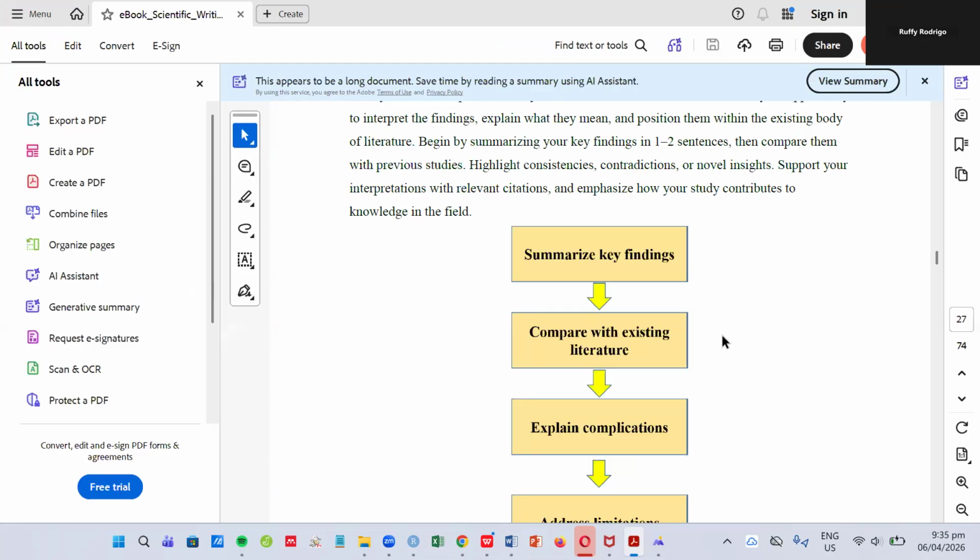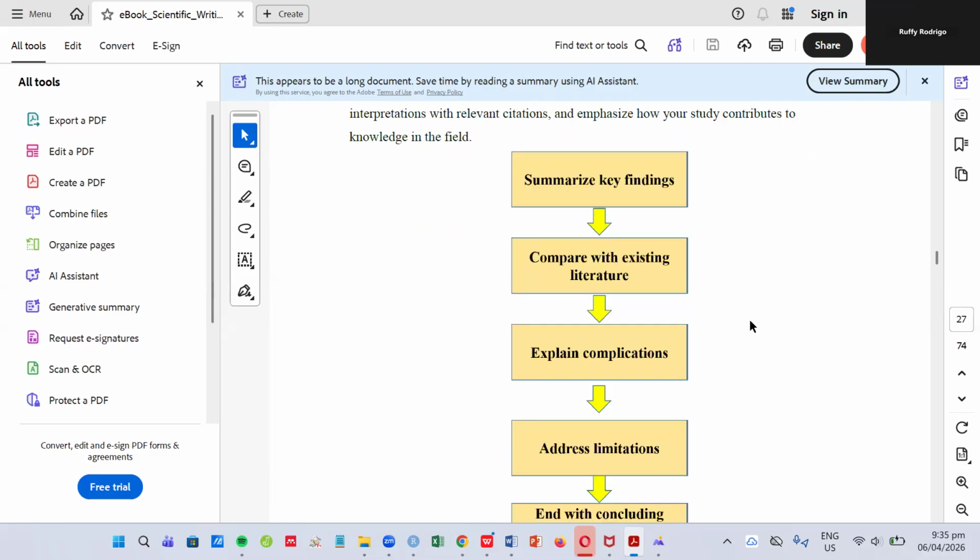That's exactly why, when you had your proposal, you already showed them the research gap and the literature that supports your research. Why do you need to conduct your study? Then explain complications. You discuss why your results differ from other literature, maybe because the other study had different controls, different locations, a different environment. This is where you write this way.